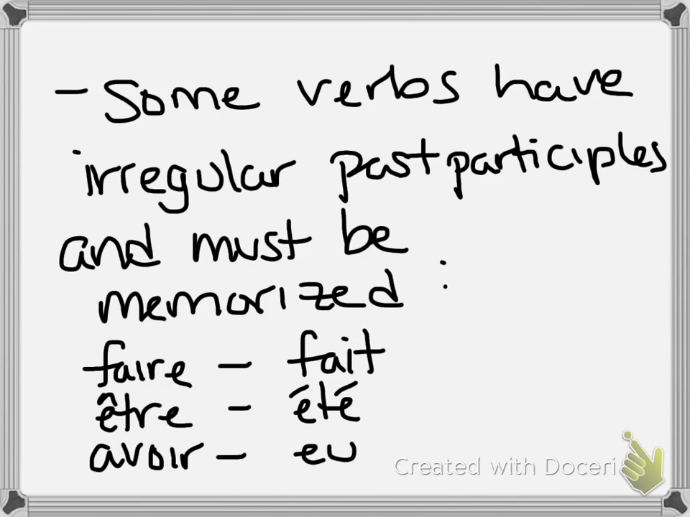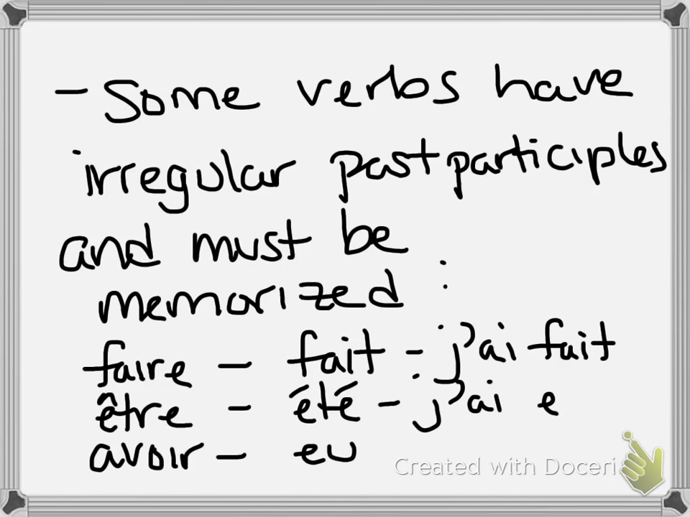Some verbs, however, they have irregular past participles. In other words, they don't follow the rules that we just learned on the previous slides, and they must be memorized. So 3 of the verbs that you've learned so far that have irregular past participles are the verb faire, which is fait. For example, j'ai fait mes devoirs. Être, j'ai été. And avoir, eu, j'ai eu.